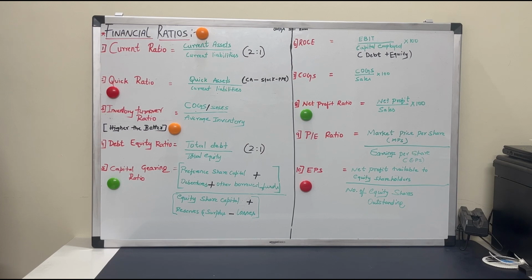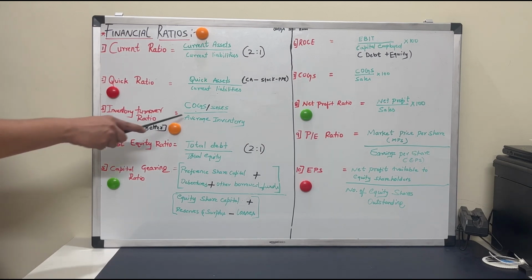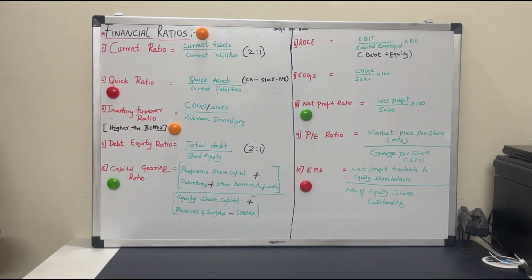Why? Let's say 12 lakh. Cost of goods sold has increased to 12 lakh and average inventory is at 2 lakh constant. Now what is the ratio now? It has increased to 6 times. Now higher the better. Why? Because stock is getting converted back to cash more number of times in a year. So that means the movement is more compared to the previous ratio, which is 5 times.